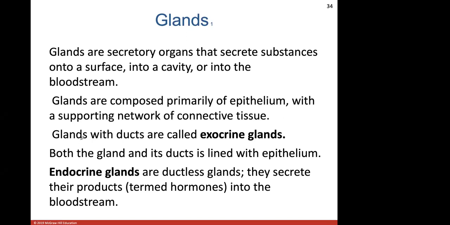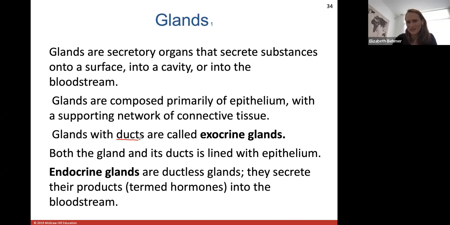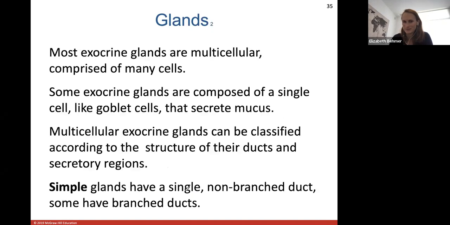Glands with ducts are called exocrine glands, and both the gland and its duct are lined with epithelial tissue. Endocrine glands do not have ducts, and they secrete their hormones directly into the bloodstream. Most exocrine glands are multicellular, meaning they're comprised of many cells. Some are composed of a single cell, like a goblet cell, which secretes the mucus that we talked a lot about in your respiratory tract.